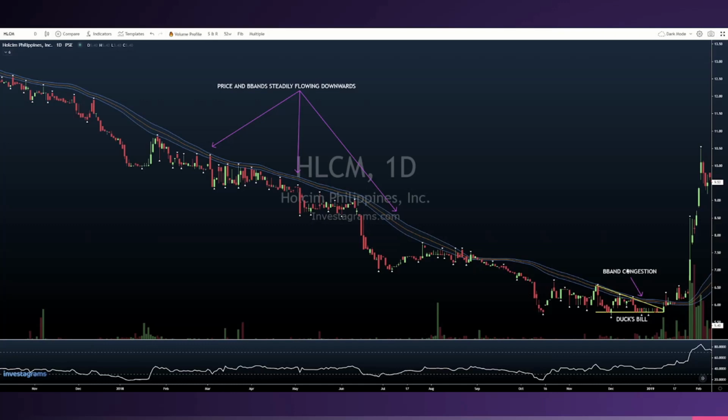Diba? Tapos, nag-congest na ulit yung B-bands. Not as tight as here, pero if you compare it here, here, makikita talaga natin yung congestion. Okay? So, napansin na natin yung duck's bill. By the time na nag-consolidate siya sa loob, nakikita nyo to, diba? Hindi ko lang siya nabilugan. We are slowly breaking above RSI 50 na. And then from there, as you can see, tuloy na po yung breakout natin to the upside dito sa Holcim.